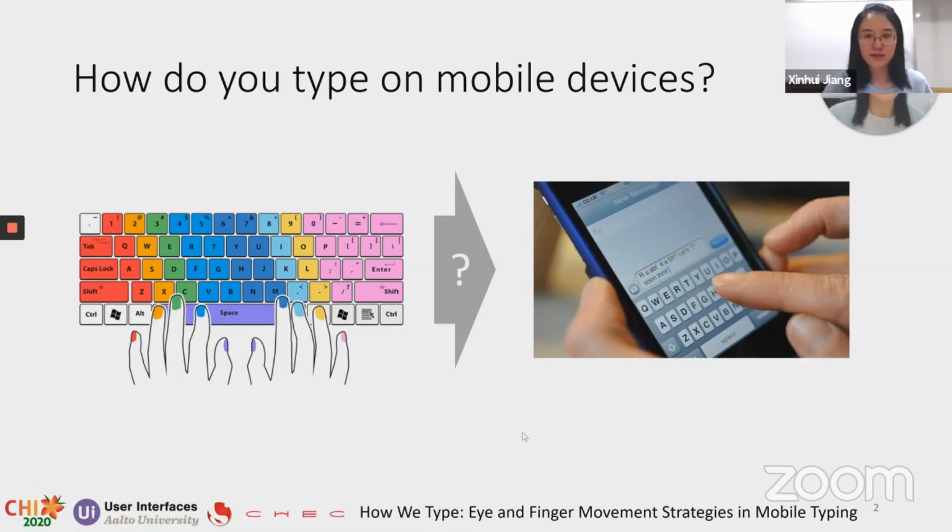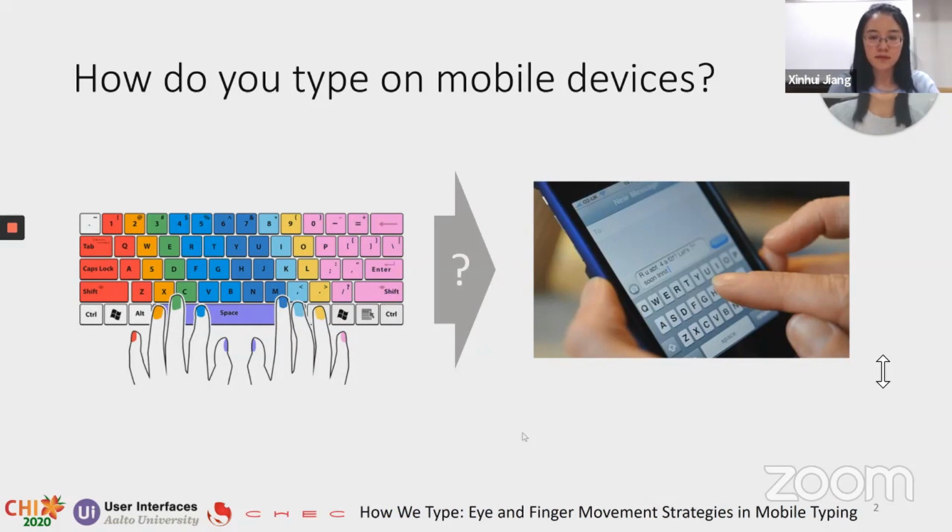Hello everyone, I'm Xinhui Jiang from Kochi University of Technology, Japan. Today I'm going to present a study about typing behavior on mobile devices, especially about eye and finger movement. This is a collaborative work between the user interface group of Aalto University led by Professor Antti Oulasvirta and the Center for Human Engaged Computing of Kochi University of Technology led by Professor Xiangshi.